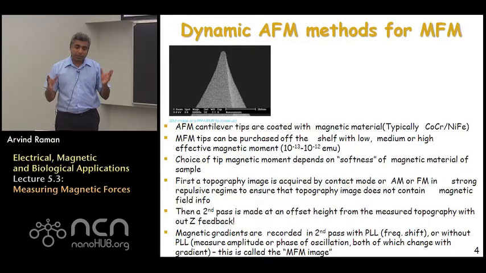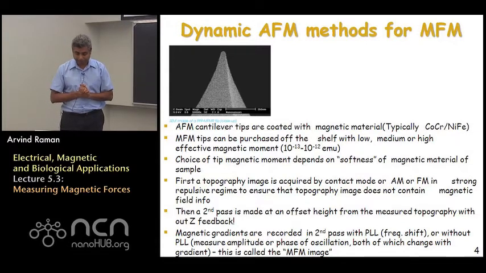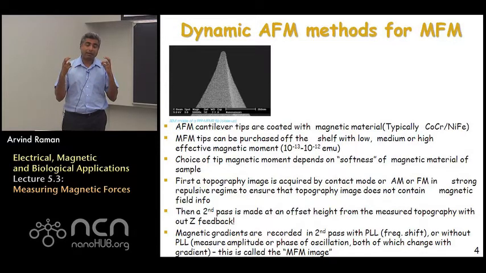But nonetheless, when one looks at what are called MFM images, they are basically images of either frequency shift at a certain liftoff distance over the sample, or a phase of oscillation at a certain liftoff distance from the sample, or amplitude of oscillation at a certain liftoff distance from the sample, depending on whether or not a PLL is used in the second pass. And as I mentioned, whenever you see an image called an MFM image, it refers to these observables made in the second pass.